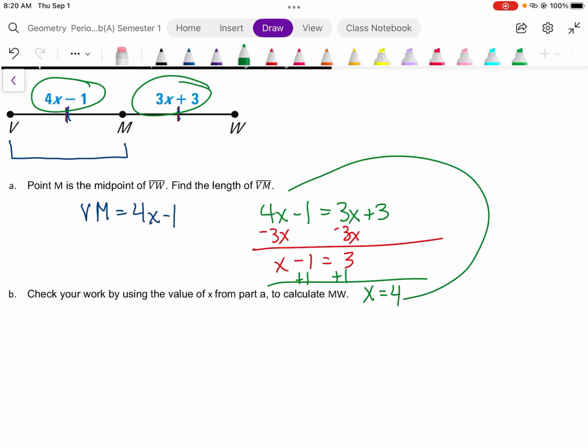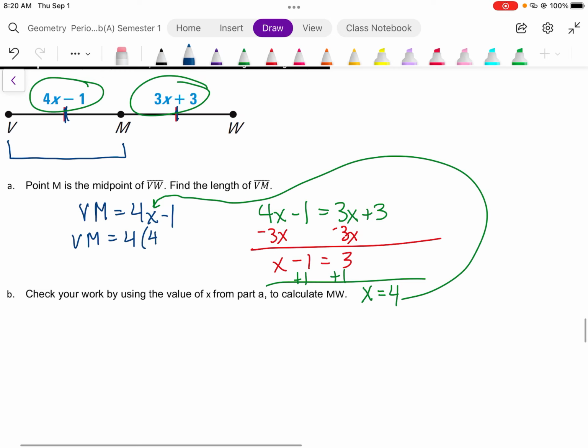And once you have that, you're going to take it and plug it back into our problem. So we're going to have VM equals 4 times 4 minus 1. And you can plug that into a calculator or solve it, and you will get 15 for our answer.